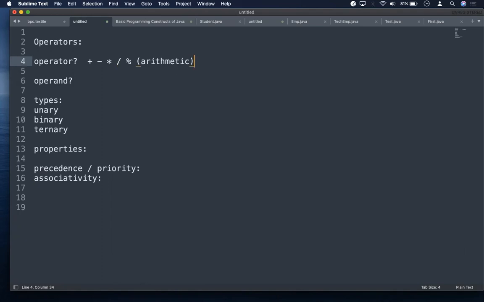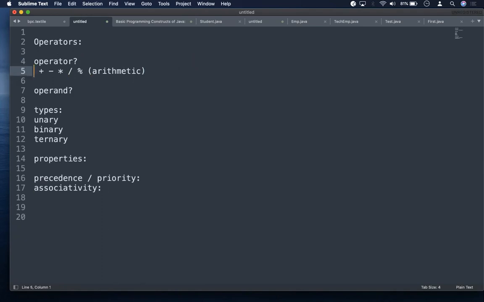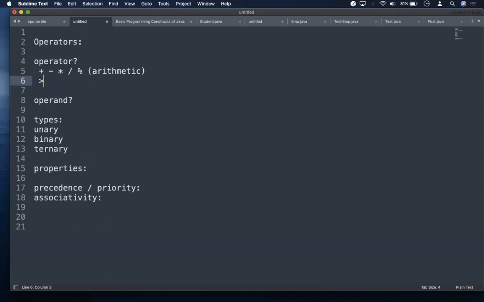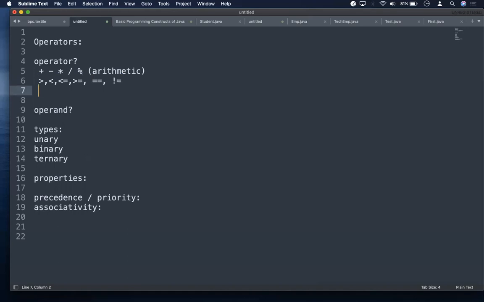In the same fashion, we have several other operators as well. For example, greater than, less than, less than or equal to, greater than or equal to. Of course, the equal to operator, which is double equal to, and not equal to. So these are the relational operators. In the same fashion, we have and. This is the bitwise and operator. If I write double and, this is the logical and operator. Vertical bar is a bitwise or operator, then two vertical bars is the logical or operator. Like that, we have so many operators.